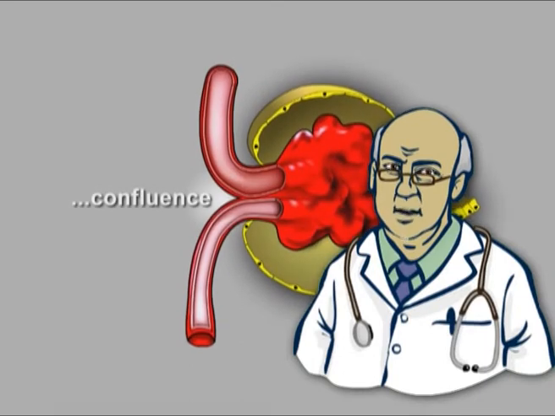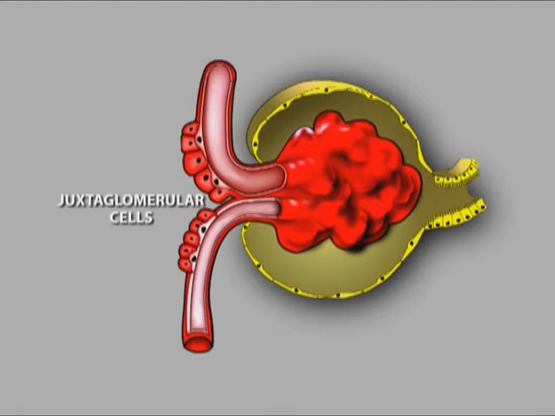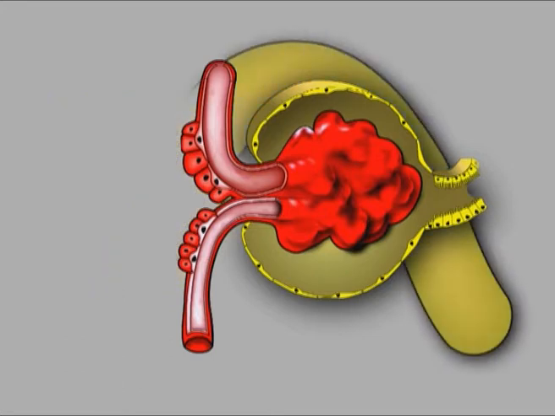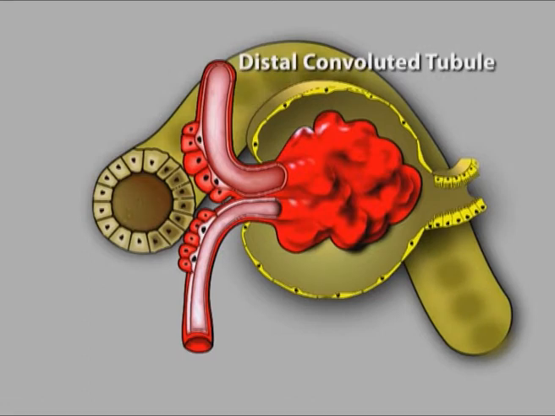At the confluence of the glomerular arterioles, a part of the endothelium has become highly specialised to form what are known as the juxtaglomerular cells. Now, these respond to a number of different stimuli, including direct innervation from the sympathetic nervous system. However, the feedback mechanism based on the nature of the filtrate entering the distal tubule is perhaps the most important.